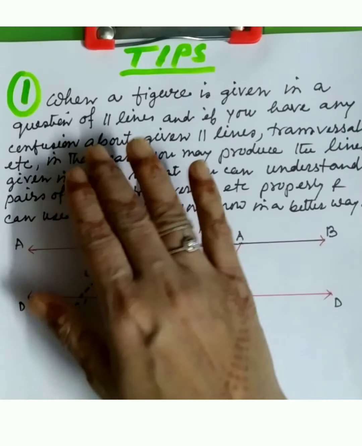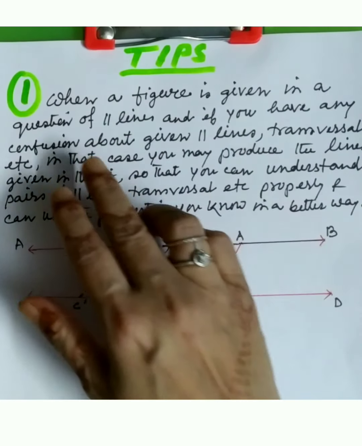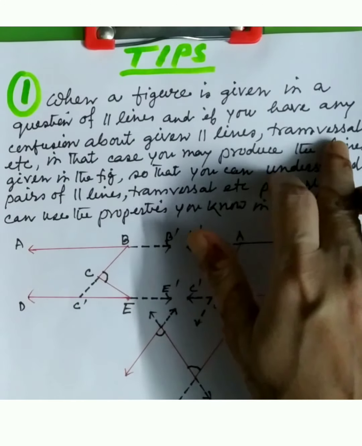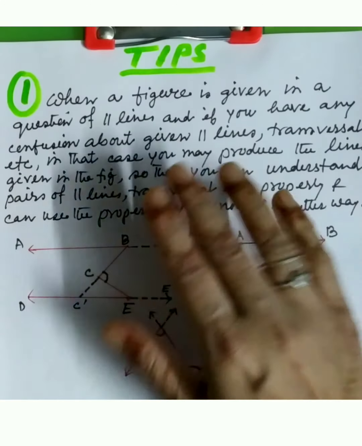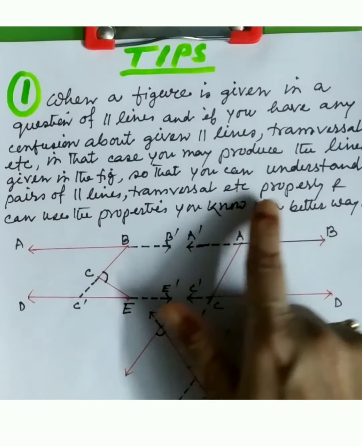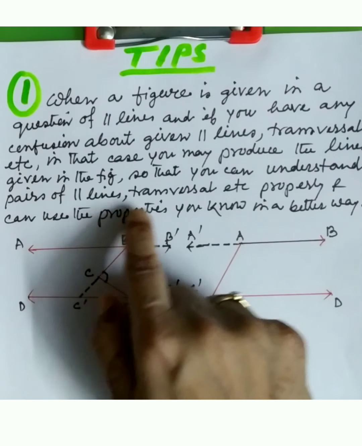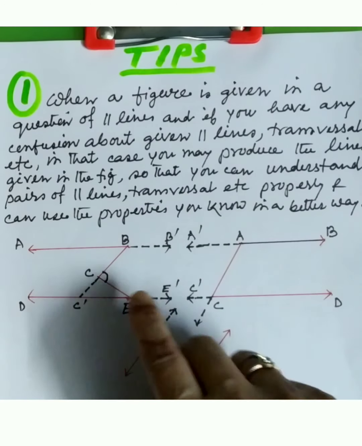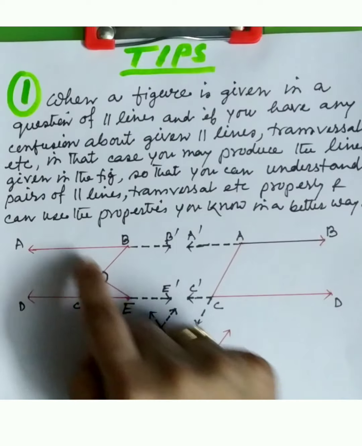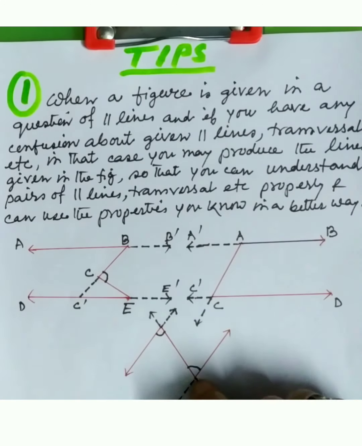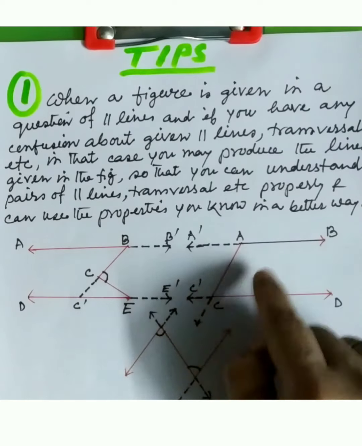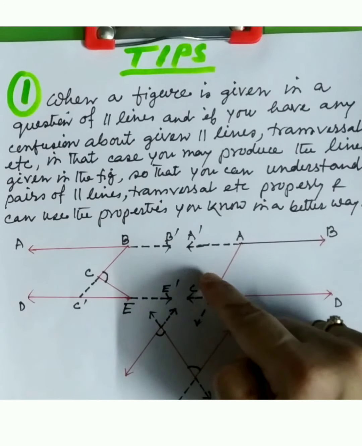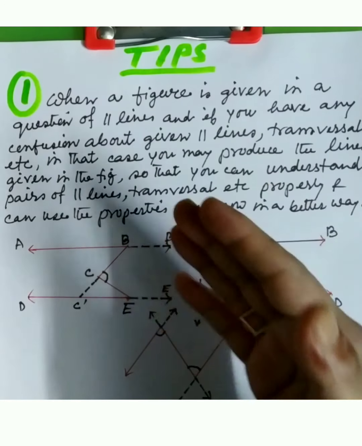Okay. So tip number 1. When a figure is given in a question of parallel lines, and if you have any confusion about the given parallel lines, transversal, etc., in that case you may produce the lines given in the figure so that you can understand pairs of parallel lines, transversal, etc. properly and can use the properties you know in a better way. You see, in these figures, these red colored lines were given in the question, and I have produced these things from B to B dash, A to A dash, like this. And all these dotted lines are produced, that means extended, so that the figure becomes easily understandable.